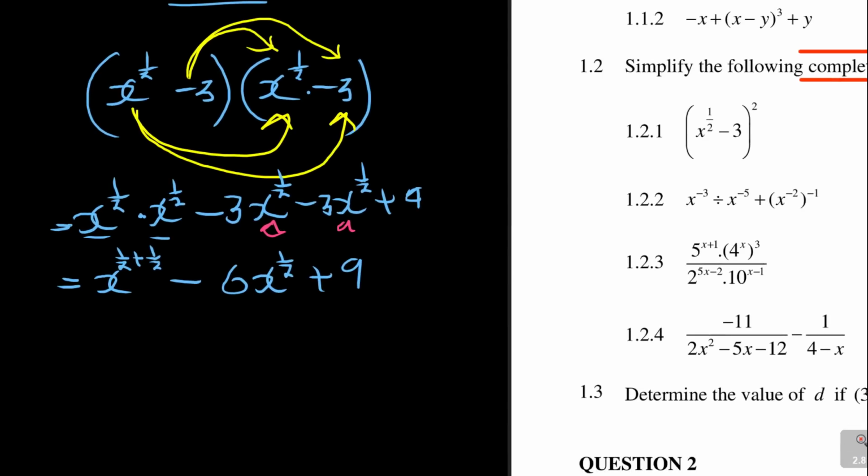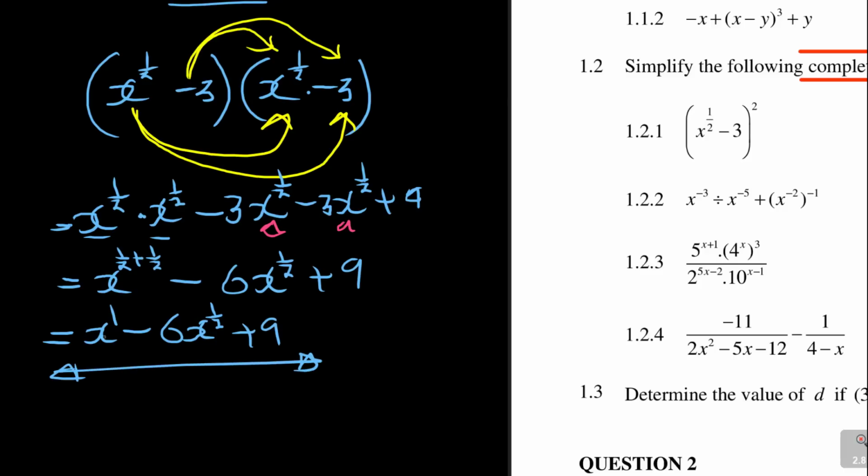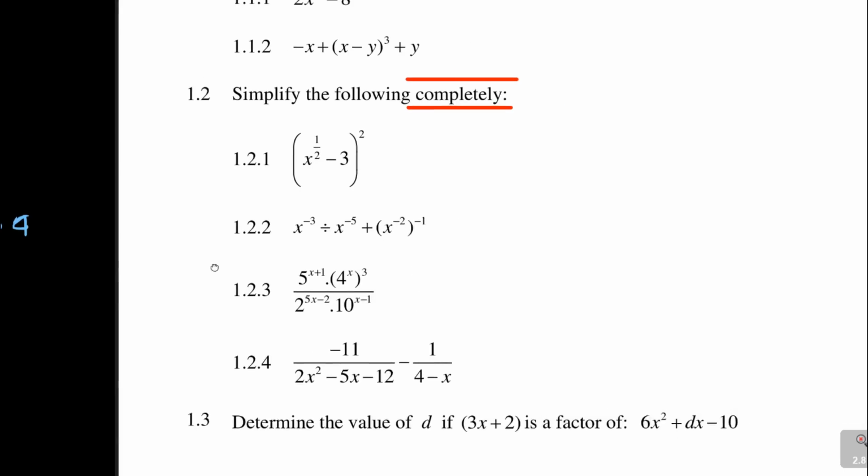You know, and then you simplify it to say half plus half, it's 1. So which is x to the power of 1 minus 6x to the power of half, and then plus 9. Then you can even leave the power 1 there. That's the answer. That's why this was 2 marks.